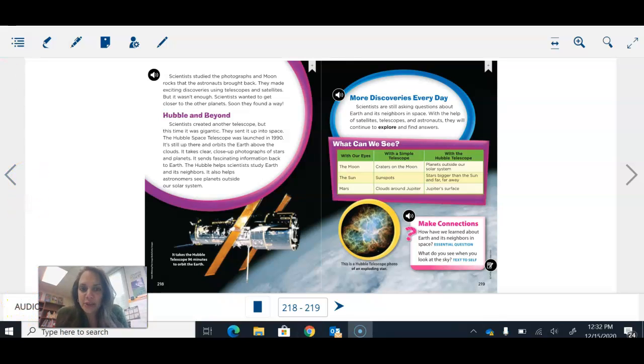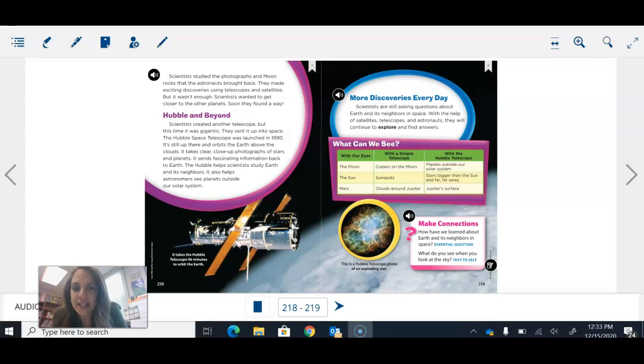This heading gives me a clue to what the section is going to be about. I'm thinking Hubble might be a tool that the scientists used to study Earth, because the telescope was a tool, the satellite was a tool to study Earth, astronauts went to Earth, and now we have the Hubble. Let's read to find out what we learn.